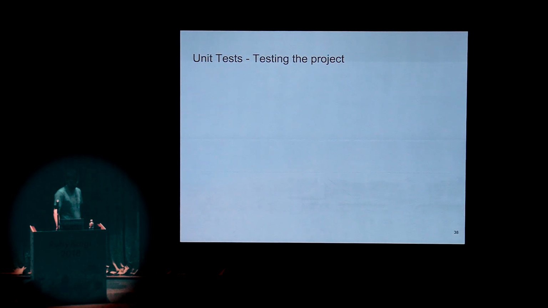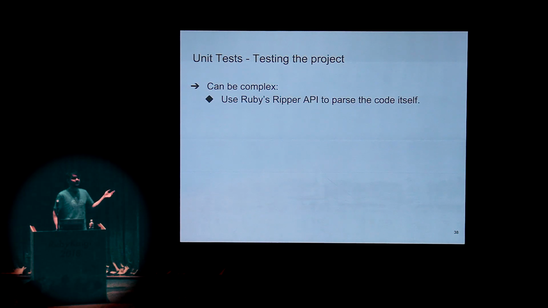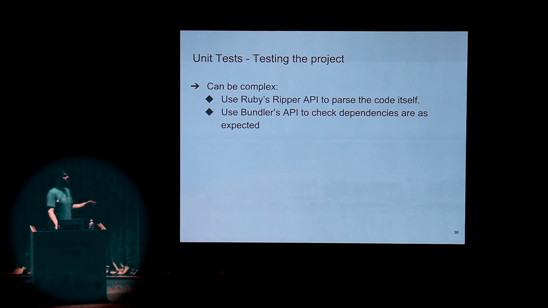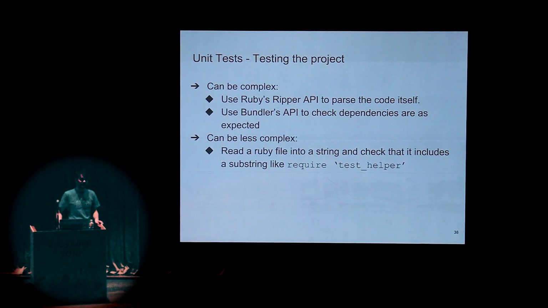And so you can test the project, and it can be complex. You can go as far as using Ruby's Ripper API, which will split apart the code into an S-expression parser, and then parse down the actual parse tree to figure out certain things. Or you could use Bundler's API, like I was showing you, to check dependencies are as expected. But it can be as simple as reading a file into a string and asserting or refuting the inclusion of a substring like require test helper.